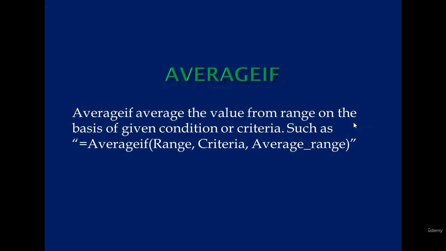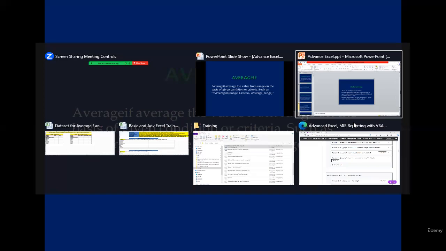But the difference between AVERAGEIF and SUMIF is that in AVERAGEIF we get the average value on a single condition, whereas in SUMIF we get the sum value on the basis of a single condition. So let's see how we can apply the AVERAGEIF function in this data set.